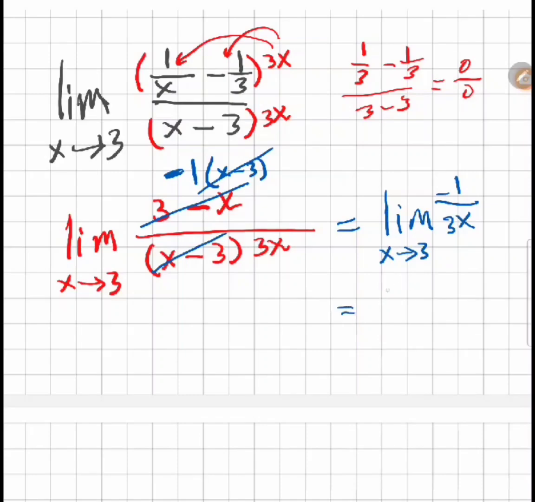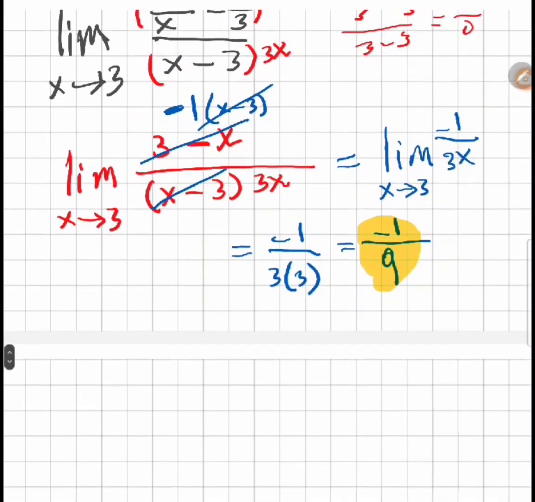So now we can use direct substitution. So let's replace x with 3. So it's going to be 3 times 3, which is 9. So the final answer is -1 divided by 9. So now you know how to evaluate limits that are associated with complex fractions.